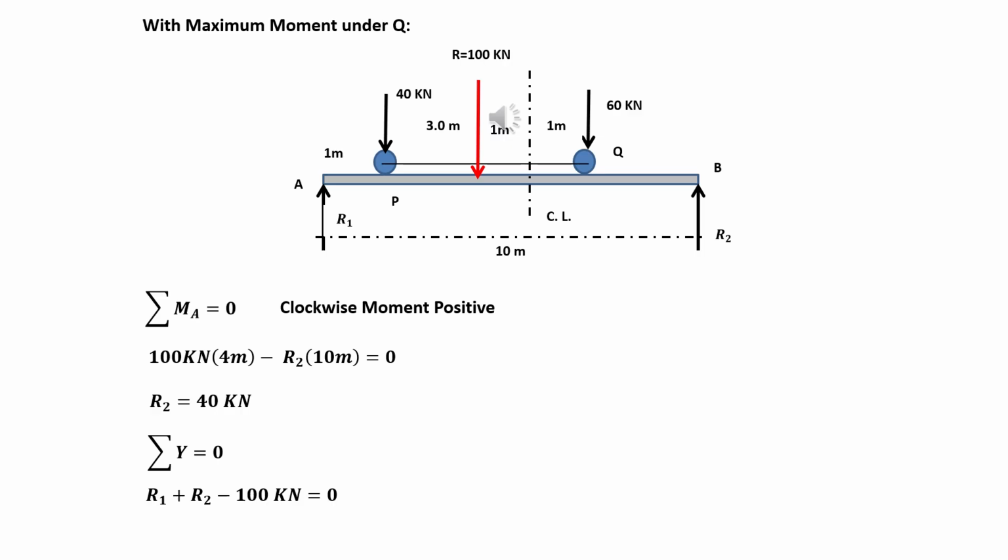By the way, the value for R sub 2 is already computed, and that is 40 kilonewton. Substituting that into this given equation, our equation will become R sub 1 plus 40 kilonewton minus 100 kilonewton equals 0. Then the value for R sub 1 is now 60 kilonewton. Let us solve now for the moment at Q.